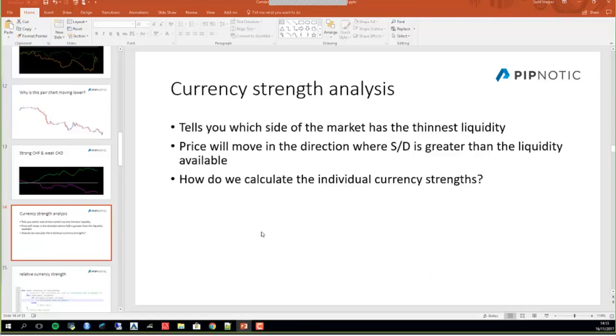And so if we consider currency strength analysis for a second, this tells us which side of the market has the thinnest liquidity and which side has the thickest liquidity, because this is very interesting for us, because we ultimately want to put our targets in the direction of the thinnest liquidity, and we want to put our stops on the other side of these pools of liquidity, which we'll refer to as the thick liquidity.